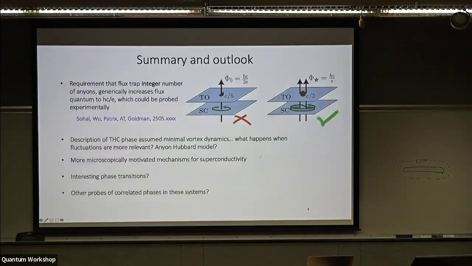Okay, so I think I'm out of time. So the main message is that the requirement that your flux trap an integer number of anions typically is going to increase the flux quantum of your superconductor to hc over e, which could be probed experimentally. And this is something that will be on the archive very soon.